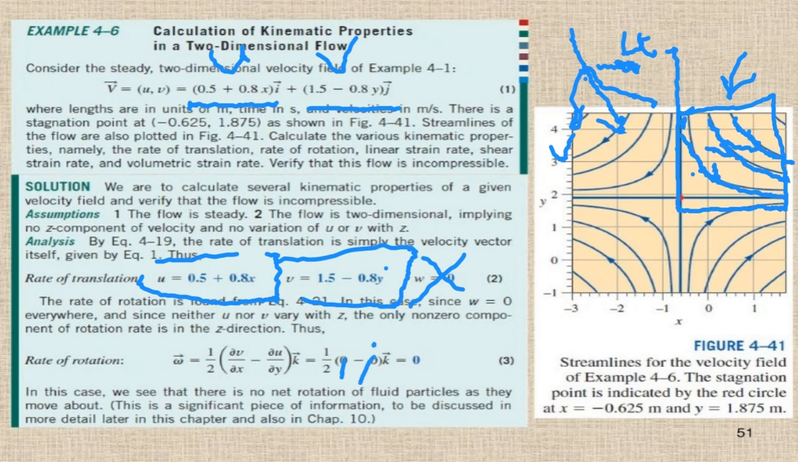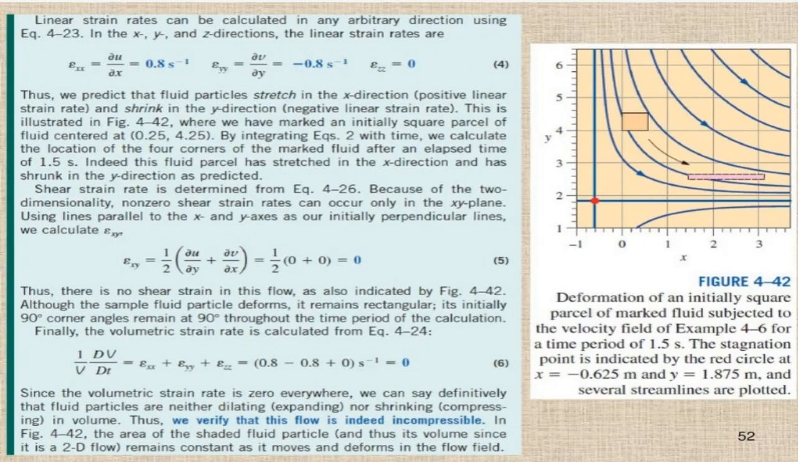Then we get 0. It means that this is called irrotational flow, meaning that the fluid particles are not rotating as they move along the path. What do they do instead? As you can see, the fluid particle is moving from this location, for instance, to that location. There is no rotation. It has moved like this without rotating.